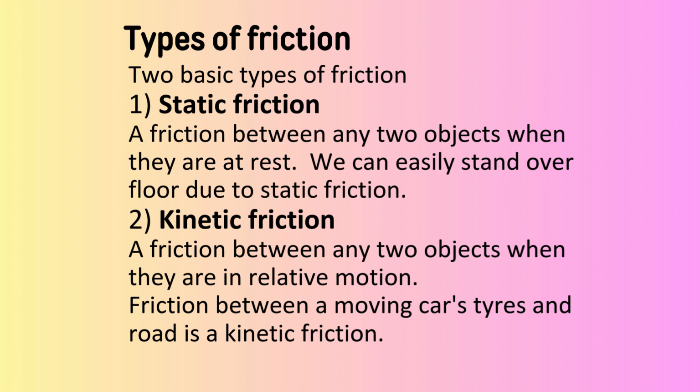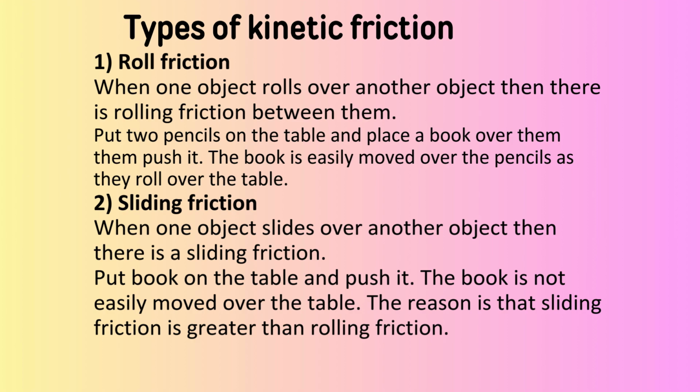Types of friction. Two basic types of friction. 1. Static friction. A friction between any two objects when they are at rest. We can easily stand on the floor due to static friction. 2. Kinetic friction. A friction between any two objects when they are in relative motion. Friction between a moving car's tires and road is a kinetic friction.